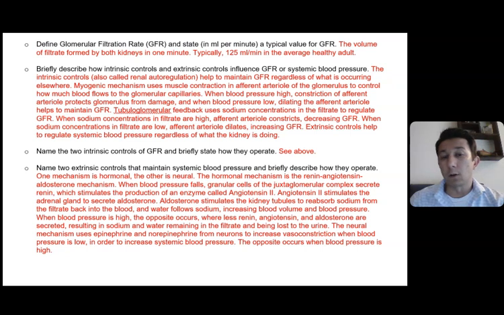And the opposite will occur when blood pressure is high. That is, less epinephrine, less norepinephrine will be secreted, and that will cause vasodilation, relaxation of the smooth muscle in the blood vessels, and that's going to help to reduce systemic blood pressure at a time when systemic blood pressure may be elevated or may be high.